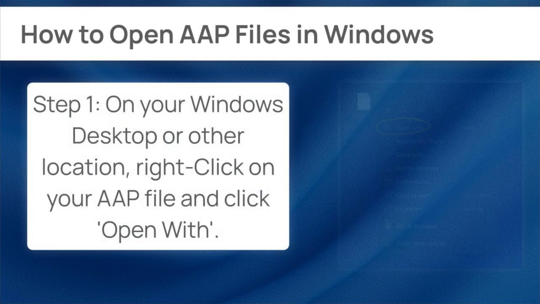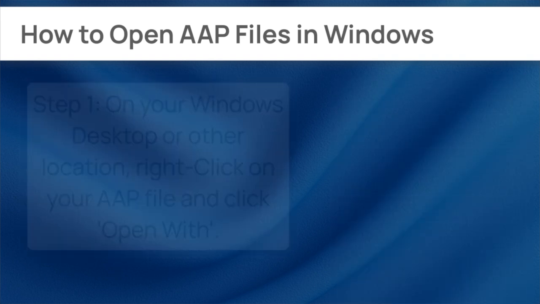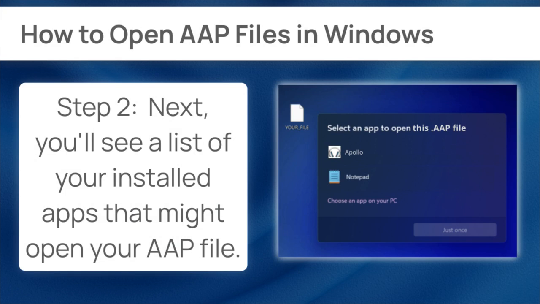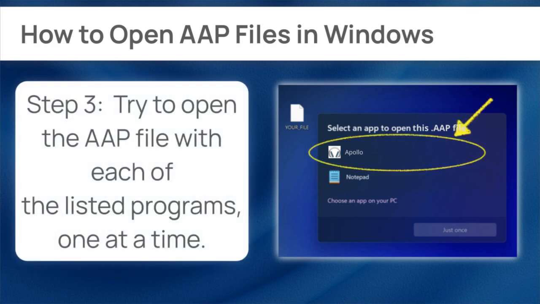Your most critical first action is the file association test. Right-click the AAP file and choose Open With. If Apollo is on your machine, test it. If not, choose another program. We must find the right software.